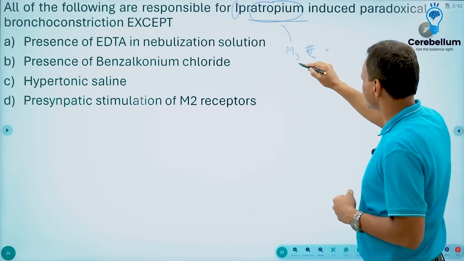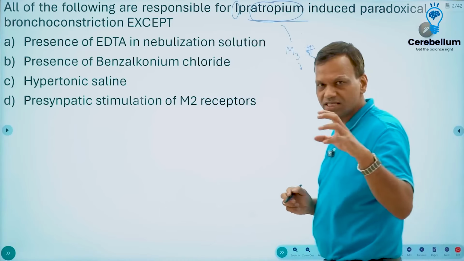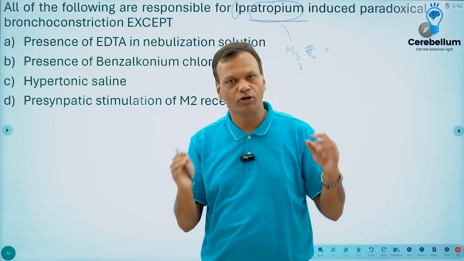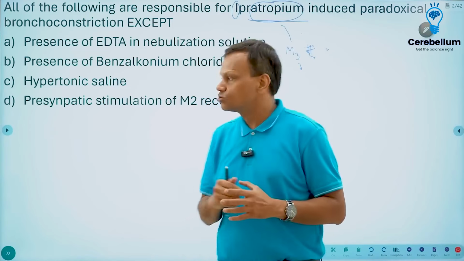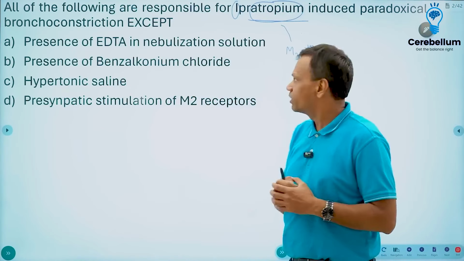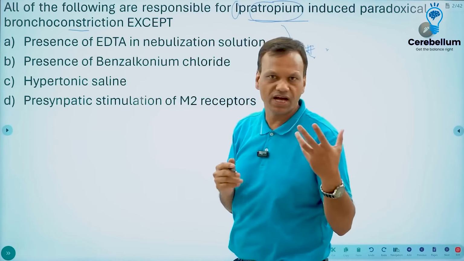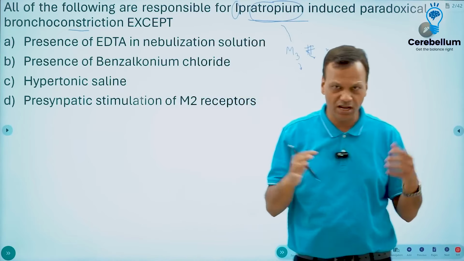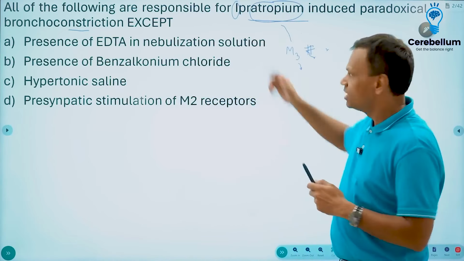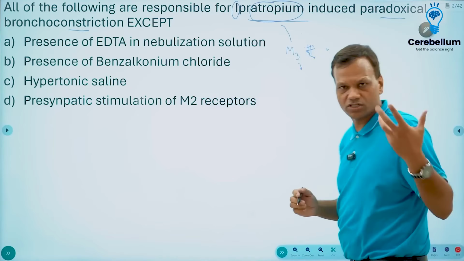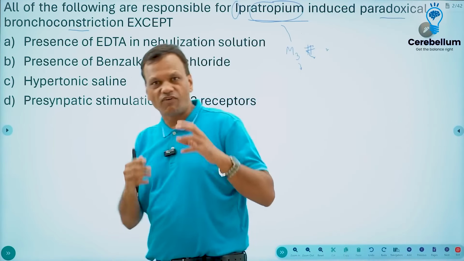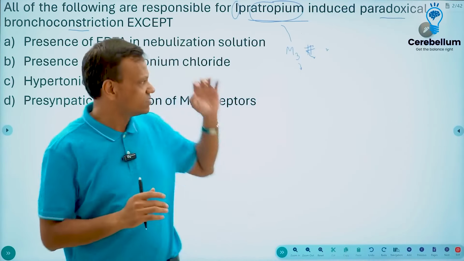By blocking M3 receptors on the bronchus, it causes bronchodilation. We know ipratropium is used in asthma, so it is causing bronchodilation. But the question is, it can cause bronchoconstriction in some people. Obviously, we are expecting it to cause bronchodilation, but it is causing bronchoconstriction. So that's why it is paradoxical. Why does it cause bronchoconstriction in some people?